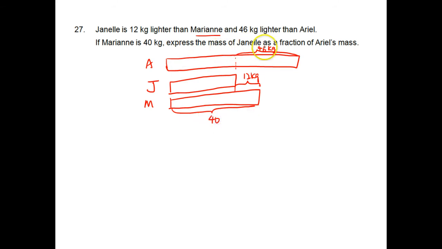Express the mass of Janelle as a fraction of Ariel. So I know Janelle would be 40 minus 12. Answer is 38. So this is 38. This is 12. I want Ariel. Ariel is 38 plus 46, which is 38 plus 46.